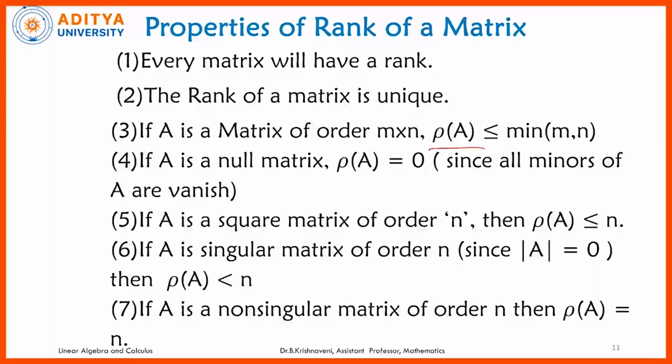If you consider any matrix, definitely it will have a rank. That is the first property: every matrix will have a rank, and it must be unique. That gives the second property: the rank of a matrix is unique.